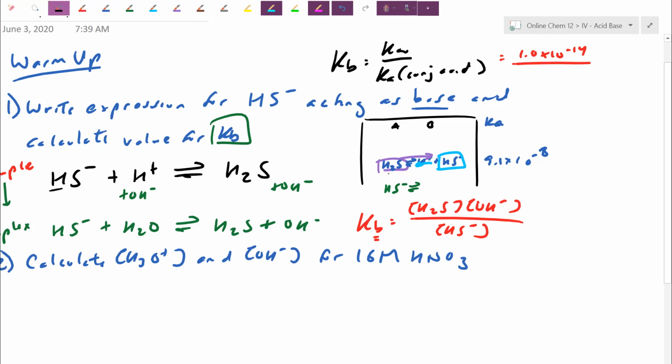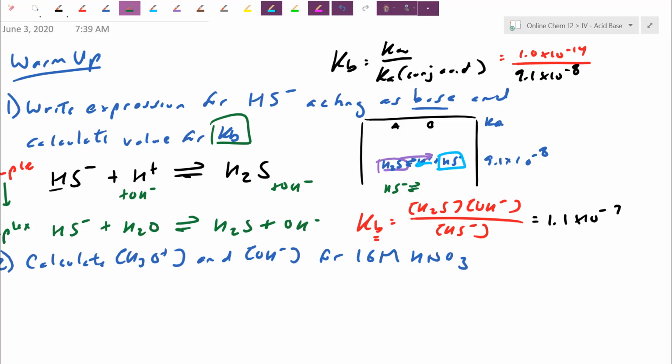This Ka was for H2S and coming forwards. That's exactly the Ka I want to divide for me to figure out how good my reaction is going in reverse. So 1e negative 14 divided by 9.1e negative 8 gives me here a Kb value of 1.1 times 10 to the negative 7. So although, reminder, on your table, you're not actually given the Kb values, we can always just calculate it from the Ka from my partner.